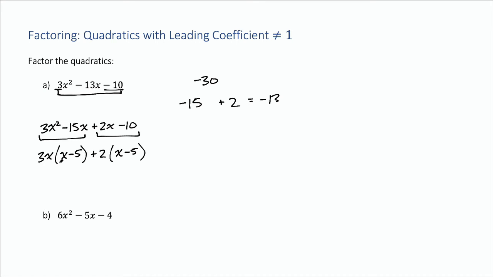And what that means is we're going to go and pull that x minus 5 out. So we're left with x minus 5. And then what we're left with, after we pull that out, is the 3x and the plus 2. So this is times 3x plus 2. And this is our factored form of the quadratic.